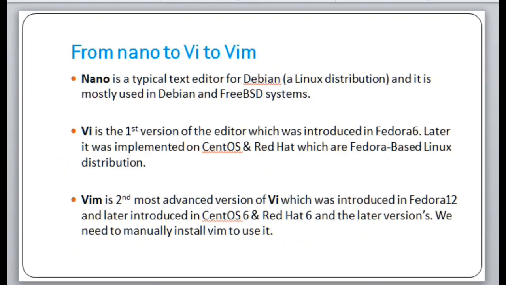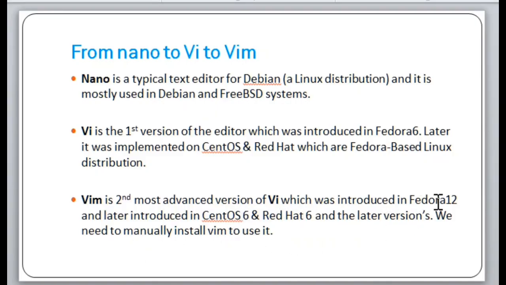Nano is a typical text editor for Debian, a Linux distribution, and is mostly used in Debian and FreeBSD systems. VI is the first version of the editor, which was introduced in Fedora 6. Later, it was implemented on CentOS and Red Hat, which are Fedora-based Linux distributions. Vim is the second most advanced version of VI, which was introduced in Fedora 12 and later introduced in CentOS 6 and Red Hat 6 in the later versions.